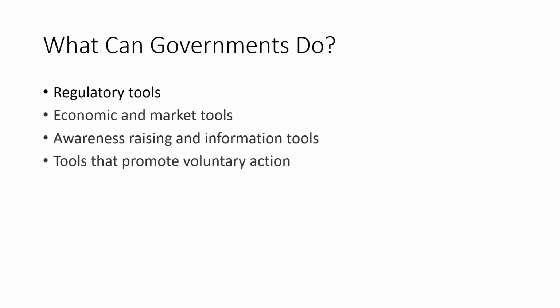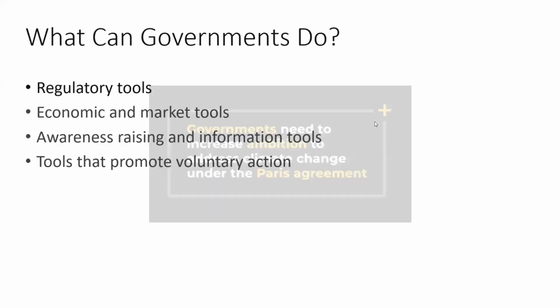Well, governments can do a lot because they're in charge of so many developmental tools. Number one, they're in charge of regulatory tools. I don't want to overcomplicate the language because I'm not a political scientist, but the basic point is that with regulatory tools, the government can make the rules. And that gives them the power to do a lot when it comes to climate change. They can control economic and market tools. They have awareness raising and information tools, and tools that promote voluntary action. We're going to see examples of this very soon, so don't worry.